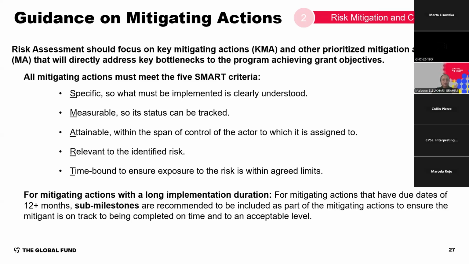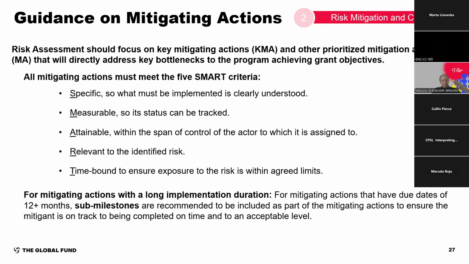It should be attainable or feasible, which is within the control of the actor or the team responsible for implementing it. Does the actor, being the PR or the SR, have the resources available to deliver on this mitigating action? Of course, it must be relevant, directly address the identified risk, and time-bound. So there should be a clear deadline. And when a mitigating action needs some time, like 1 year, 2 years, or over the grant life cycle, it's recommended to have milestones so that we know if we are on track or off track.